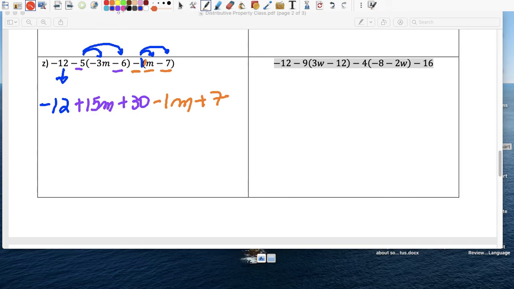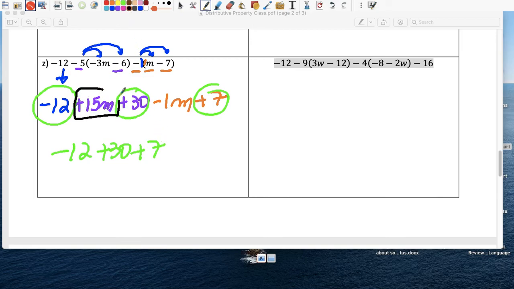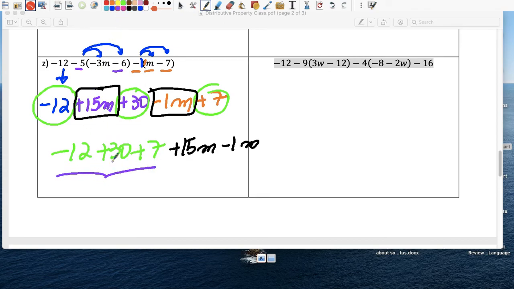Can we combine like terms? Yeah. This guy, this guy and this guy. So negative 12 plus 30 plus 7, and then you can combine this guy and this guy. That gives us 25. And then 15m minus 1m is positive 14m.